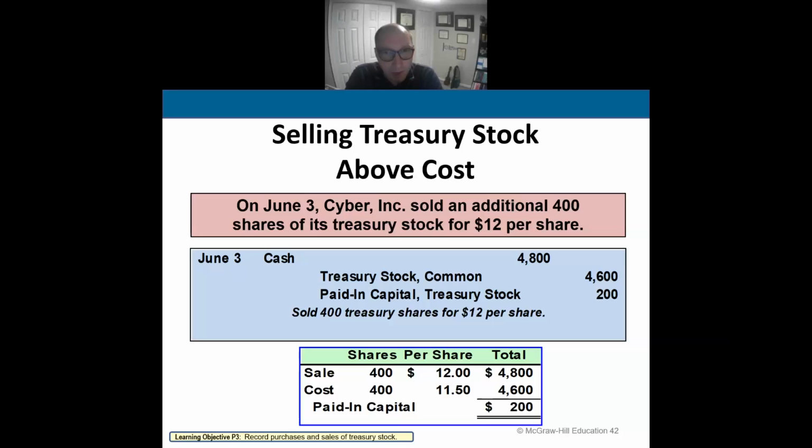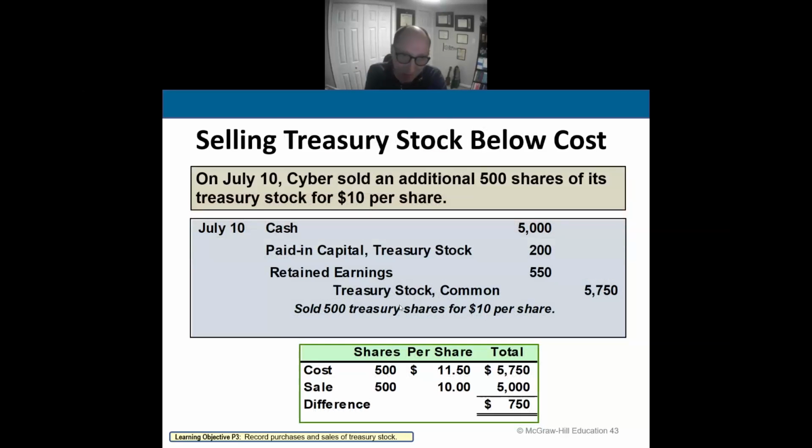Sometimes the company might sell their treasury stock above what they paid for it. Great, cool. All right, so that happens. Debit cash, and then they credit the treasury stock, and then they credit paid in capital treasury stock to represent the difference. That's nice. So yeah, it's nice to sell it for what it's worth.